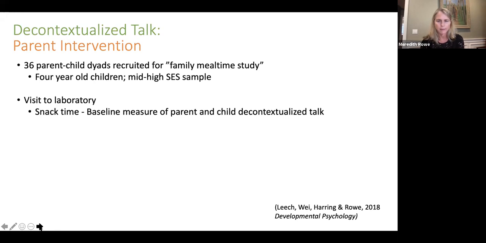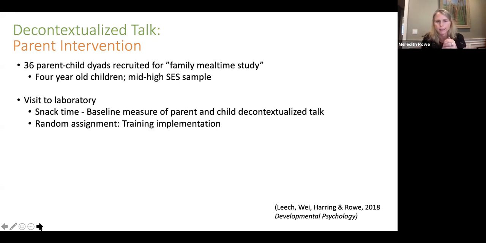They came into the lab and they had a snack, and we told them they would be doing this, asked what kind of snack the children liked ahead of time. And basically they hung out in one of our rooms that was comfortable and had a snack together, and we recorded their snack for 7 minutes as a baseline measure of their decontextualized talk.